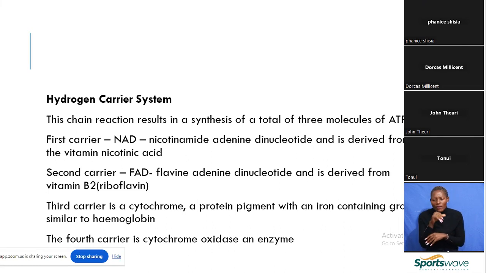We have carriers. We've got what is called NAD. You don't have to remember that long name. We normally just talk about NAD or FAD or cytochrome, and the fourth carrier is cytochrome oxidase. It's an enzyme. So you will find that through this hydrogen carrier system, when NAD is used, 3 ATPs are manufactured. When FAD is used, the system starts from FAD, then 2 ATPs are manufactured. Very interesting. I would encourage you to go and read about this just to understand how it works. But that is the basic process of the manufacture of ATP, the hydrogen carrier system.